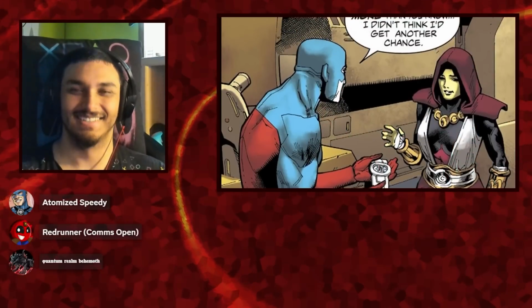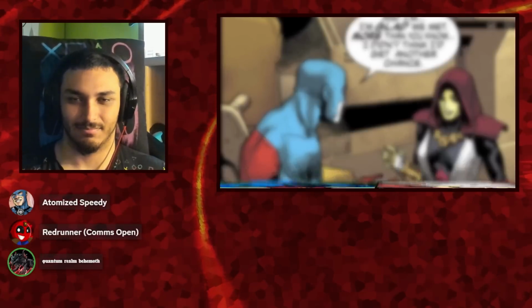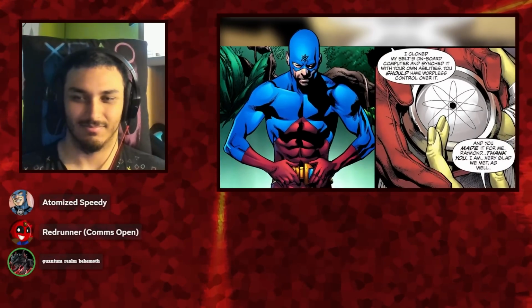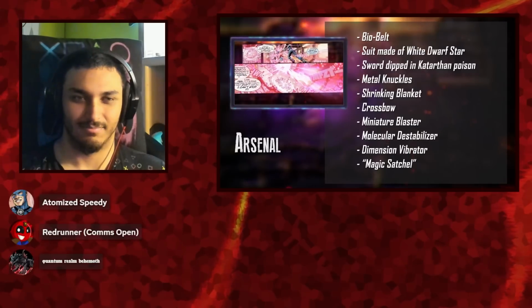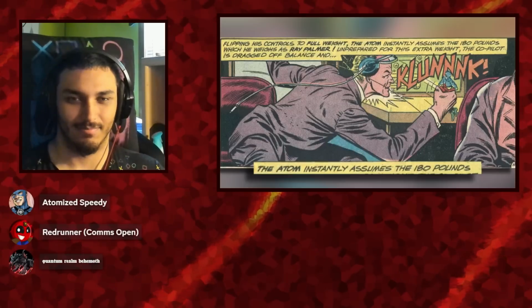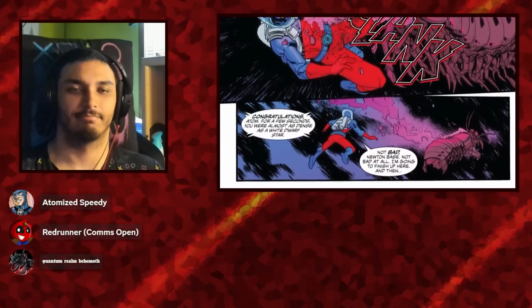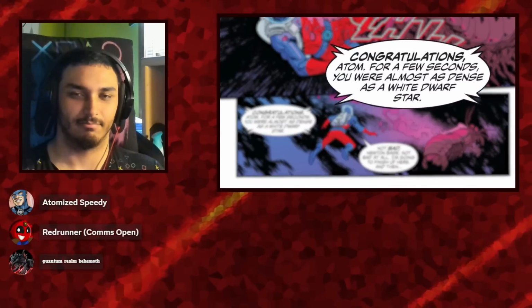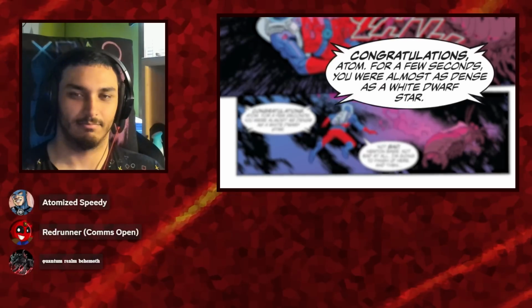But from one scientist to another, what's most impressive is Ray's creation of the BioBelt. That's what allows Adam to use the power of the White Dwarf and shrink while maintaining any weight from immaterial to his full 180 pounds. There's even been times where it's stated that he was able to become almost as dense as a white dwarf star itself for a few seconds.